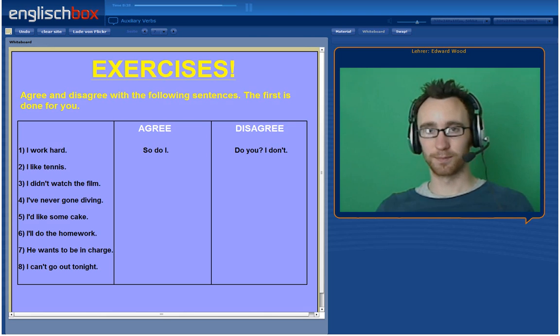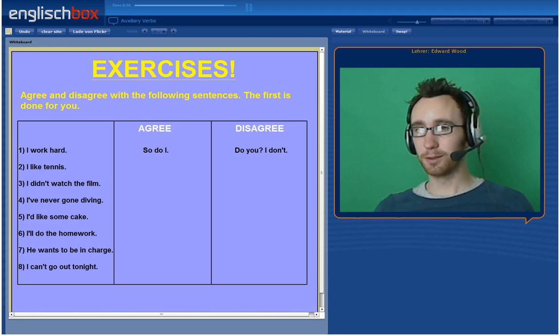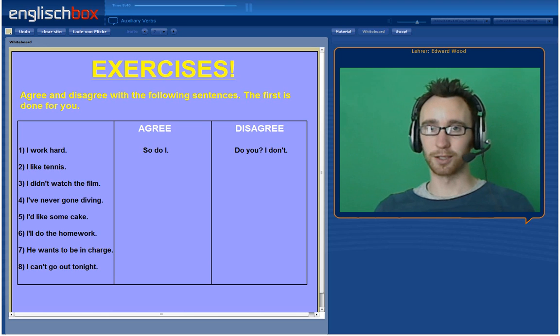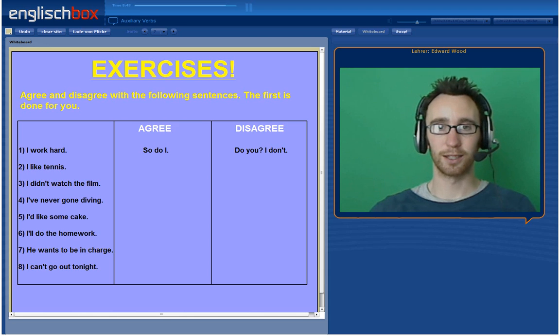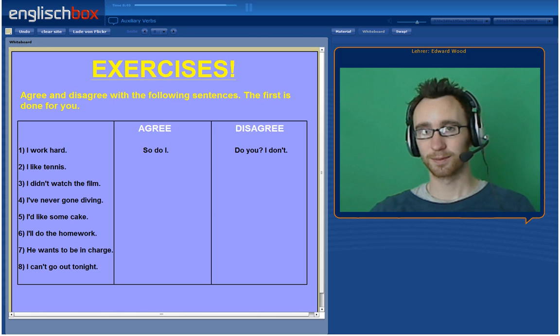Moving on to the next exercise, we have 8 different sentences, and you have to show agreement and disagreement. So the first one is done for you. I work hard, so do I. And the disagreement, I work hard, do you? I don't. Or simply, I don't. So, look at the tense, decide which auxiliary verb should be used, and then answer the questions.